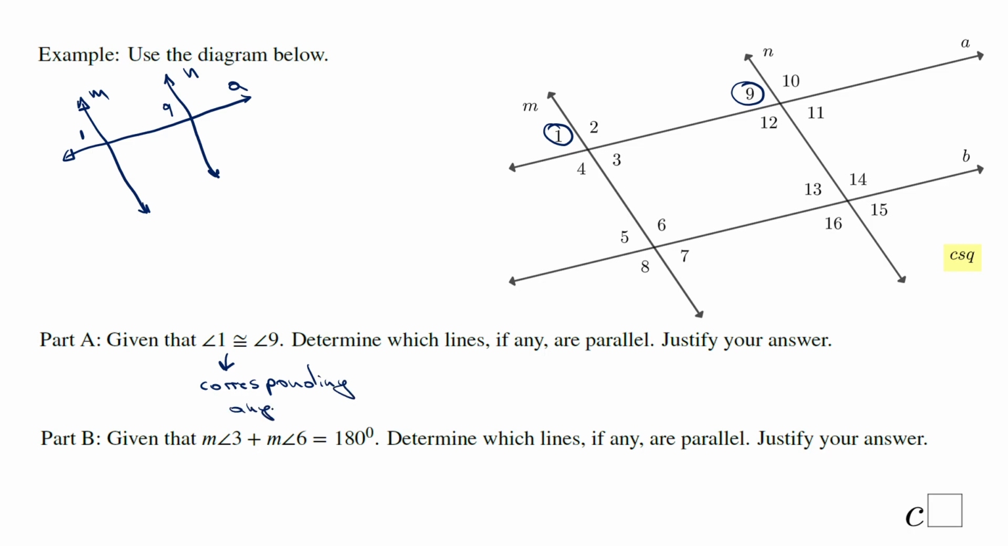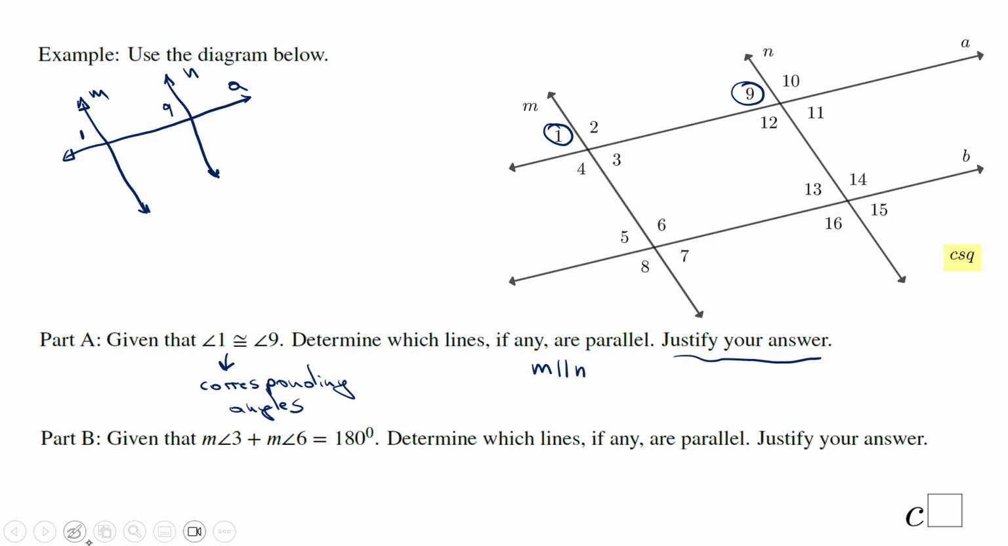Didn't we just have a theorem that said if two corresponding angles, in this case 1 and 9, are congruent, like in this case, then the lines are parallel? Which ones can be parallel? M and N. So that justifies your answer. These two angles are corresponding angles, then M is parallel to N.